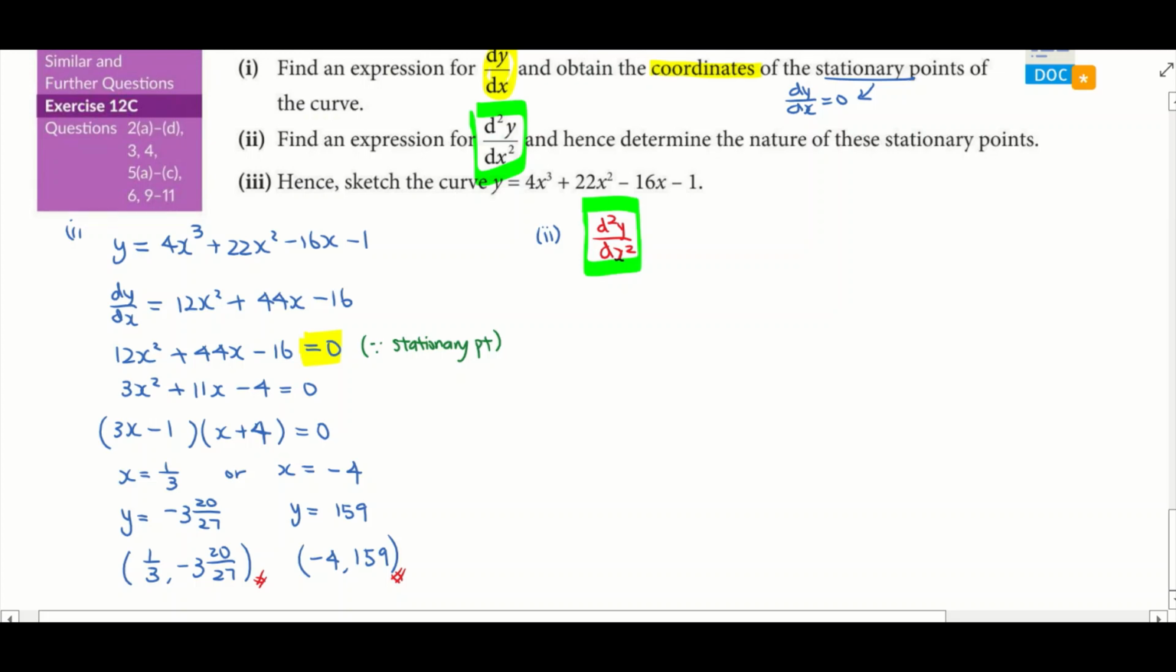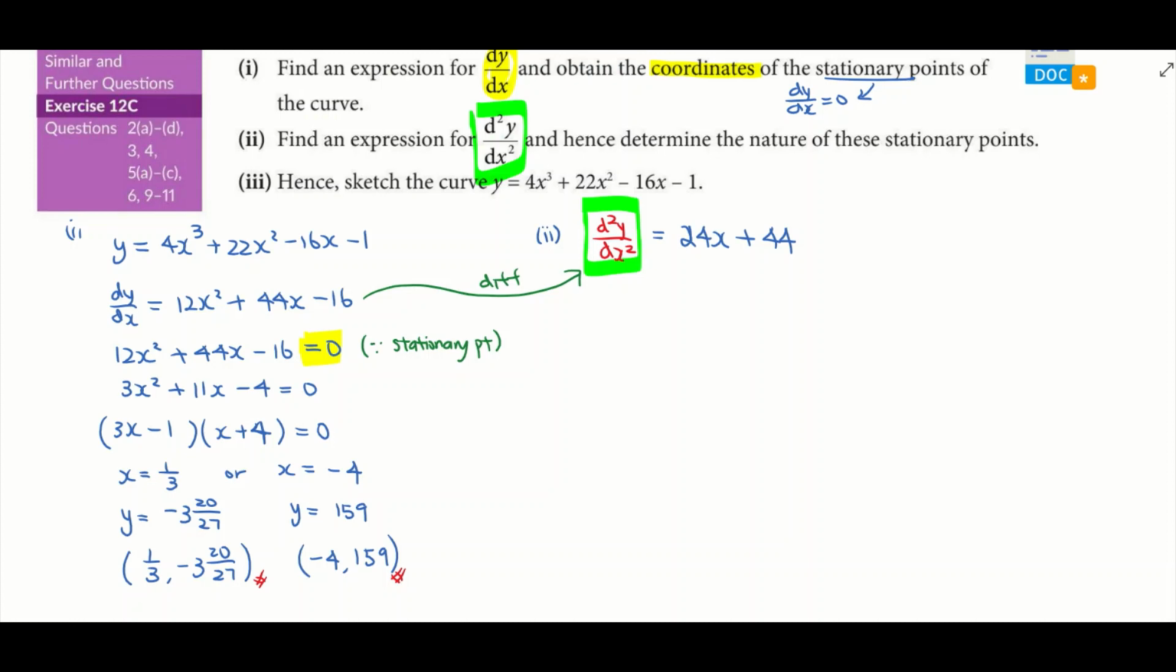Find the second derivative expression. So, how do we find the second derivative? You differentiate one more time. After that, I will find the nature of the stationary points using the second derivative test.